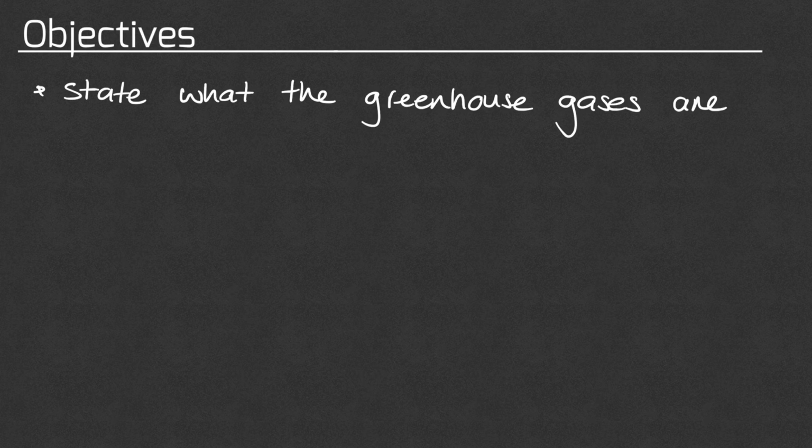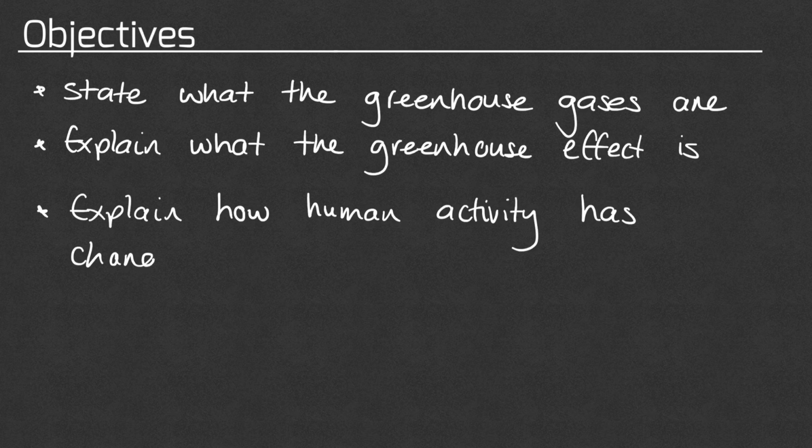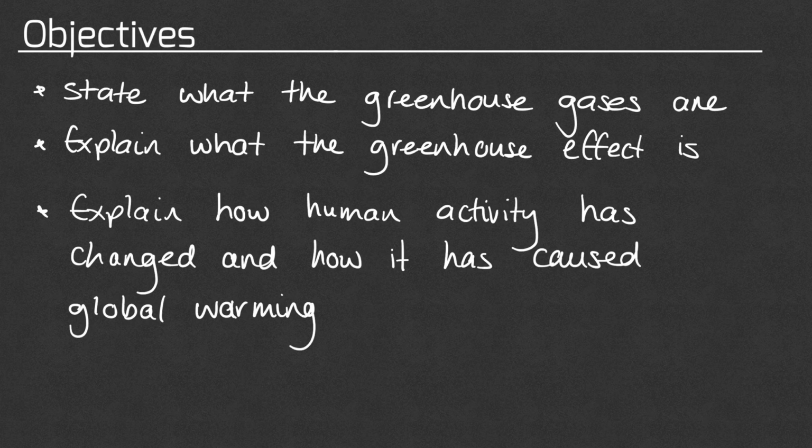In this video, we're going to look at what the greenhouse gases are. We're going to explain what the greenhouse effect is. And then we're going to explain how human activity has changed and how that has caused global warming to happen.